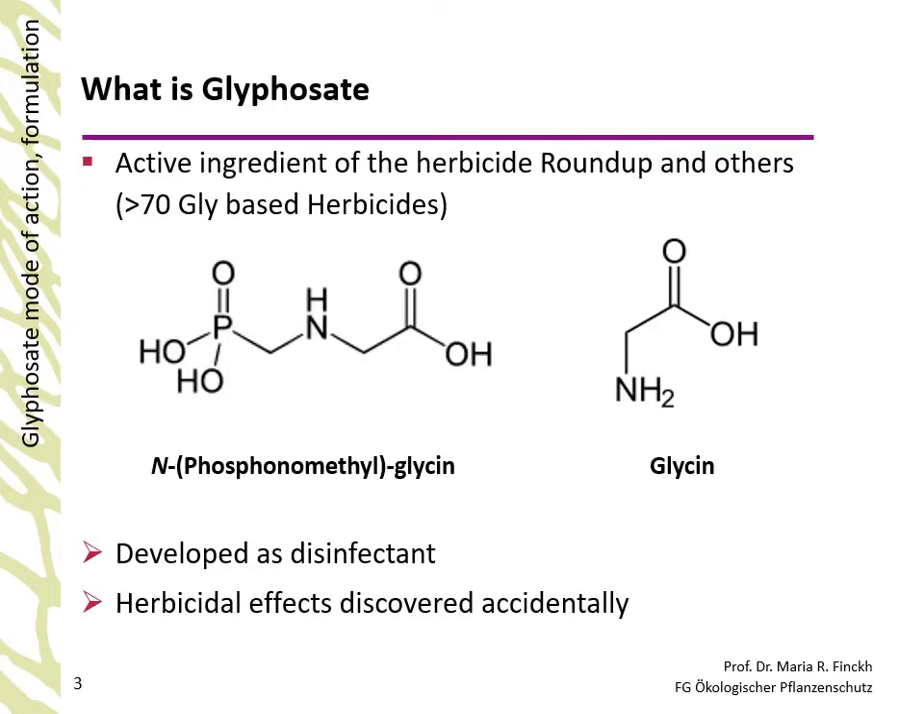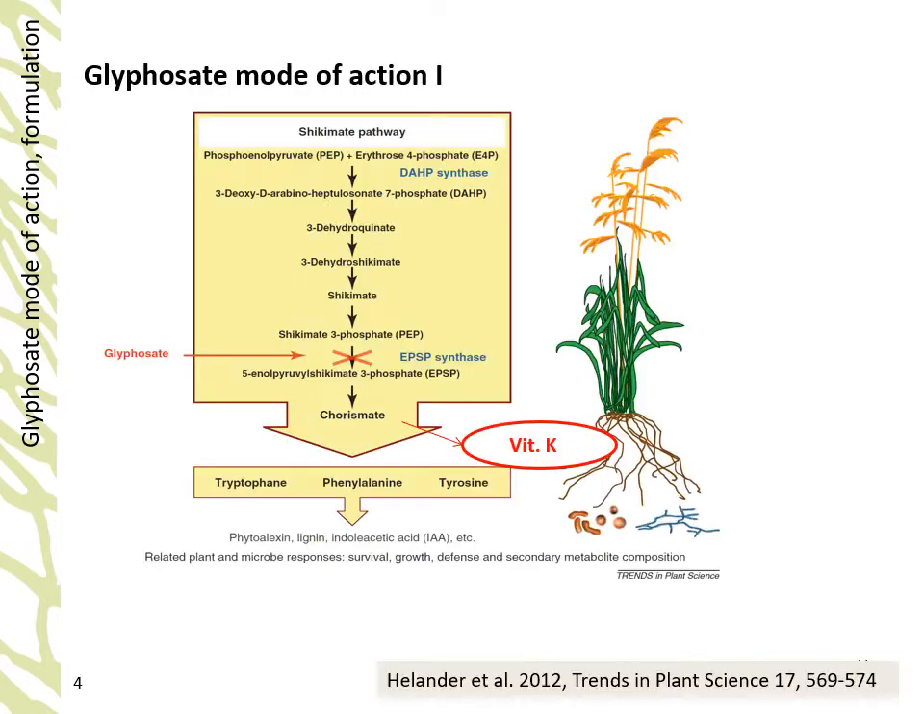Glyphosate is the active ingredient of the herbicide Roundup and others. There are about 70 glyphosate-based herbicides. This changes over time. It is N-phosphonomethylglycine, which is a derivative of the amino acid glycine. It was developed as a disinfectant by, back then I think it was called Ciba-Geigy, but it was not strong enough, and so they gave the product to Monsanto, and they accidentally discovered that it has herbicidal activity.